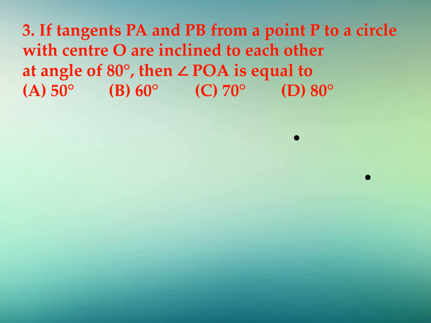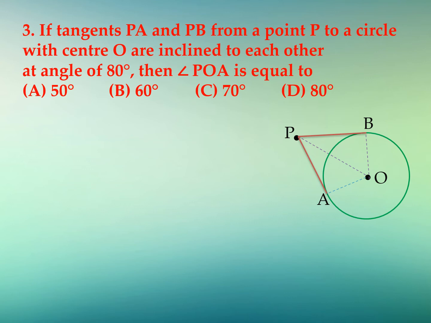So let's have a diagram for a better understanding. Here is the diagram. You can check it out. You have a circle with the center O. P is the external point, whereas PA and PB are the tangents drawn from this external point. And here it is given that the tangents PA and PB are inclined to each other at an angle of 80 degrees. So this means that angle APB is equal to 80 degrees. So this is what is given to us.